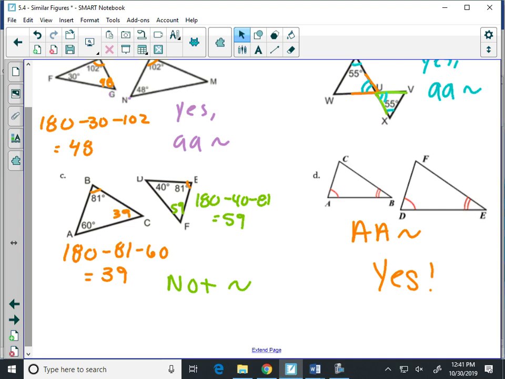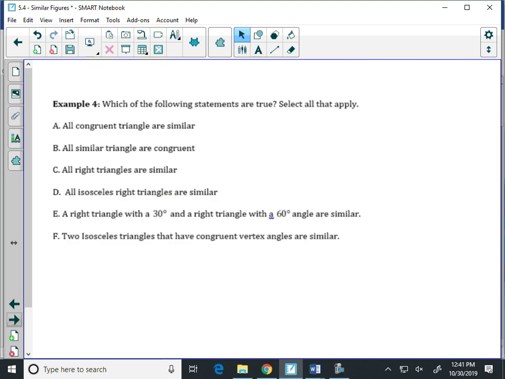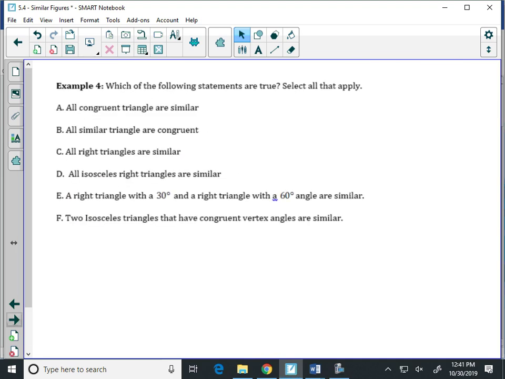Questions over that? One more. Multiple choice question. I'll pack up. So which of the following statements are true? Select all that apply. First one says, all congruent triangles are similar.